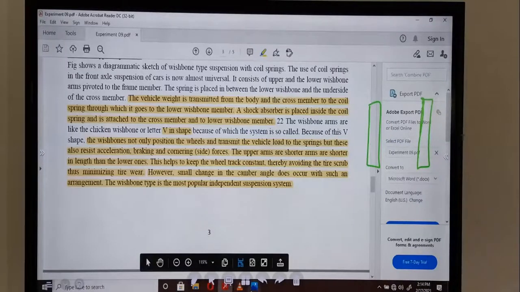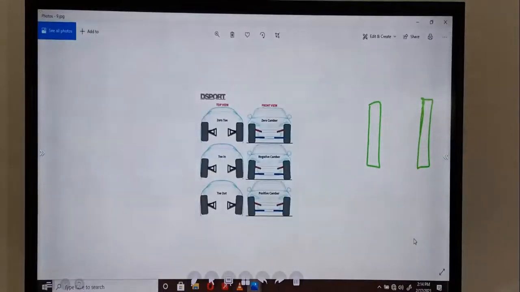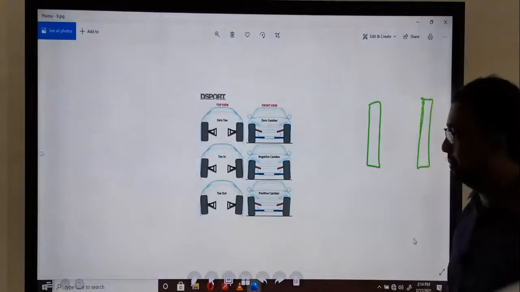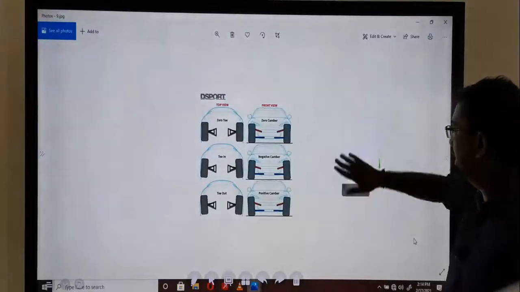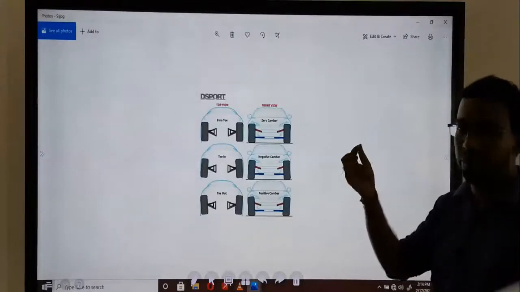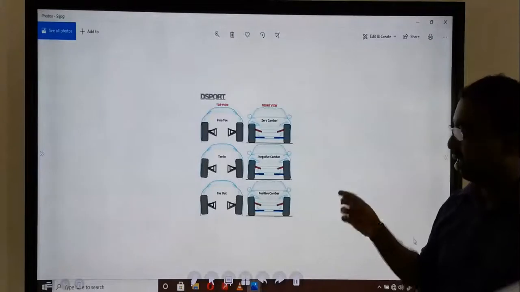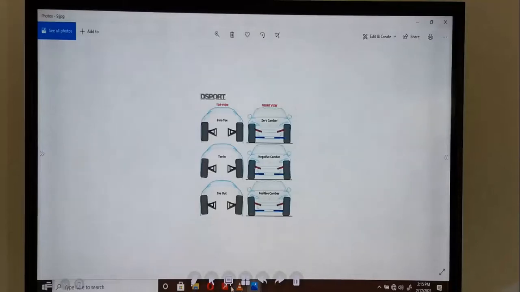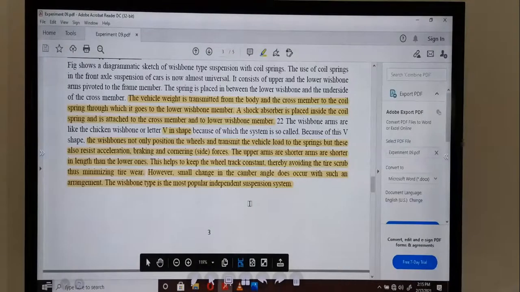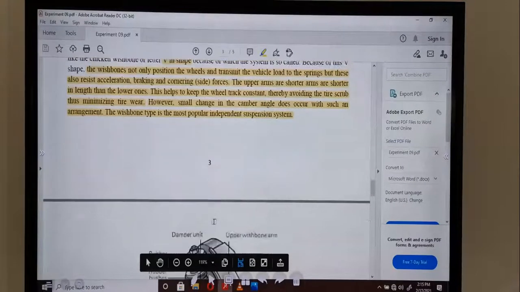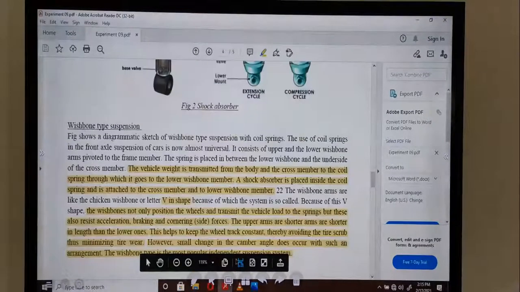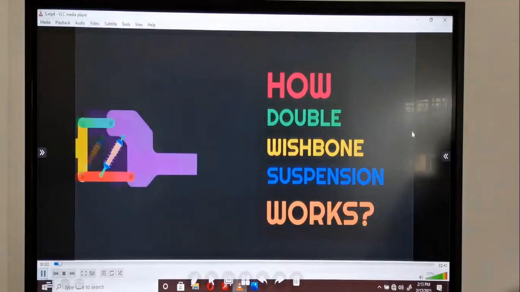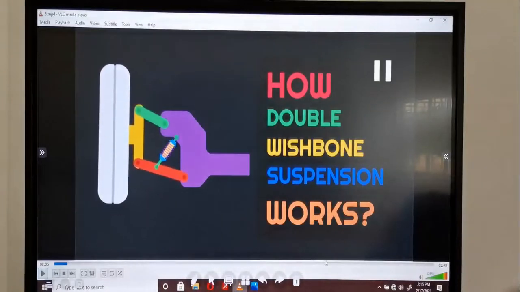This is negative camber, this is positive camber. Because of this wishbone type arrangement, there is a small degree of change in the camber, which is normally negligible. So the wishbone is the most popular independent suspension system. Okay, I'll show a video.